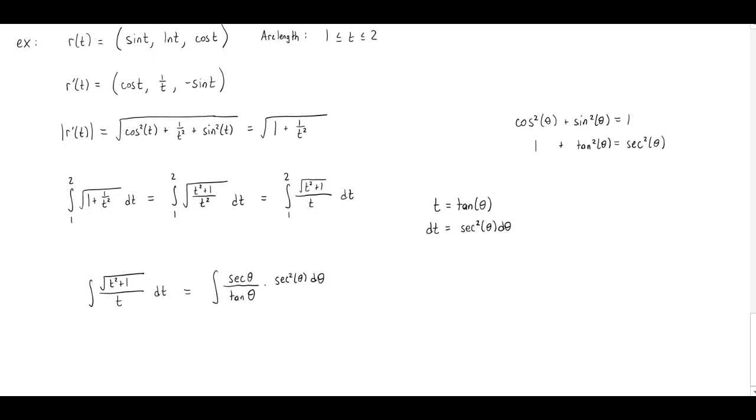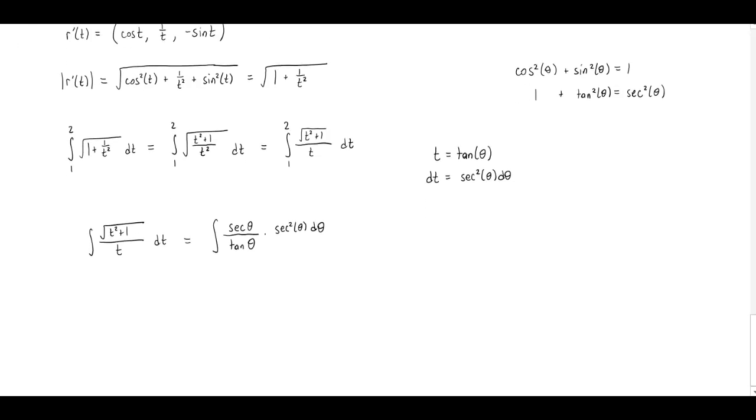Is everyone good with that? Why did you set t equal to tangent theta? Because that was going to simplify the inside of my square root. Because if t is tangent, then we get 1 plus tangent squared, which we know is secant squared. Okay. So then what we're still left with is evaluating this integral. Okay.